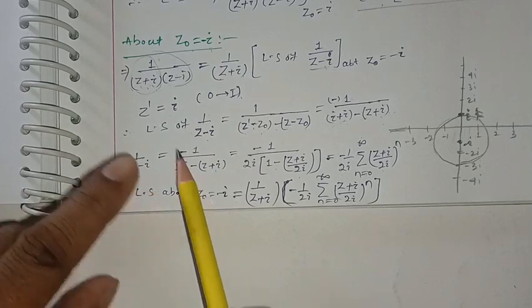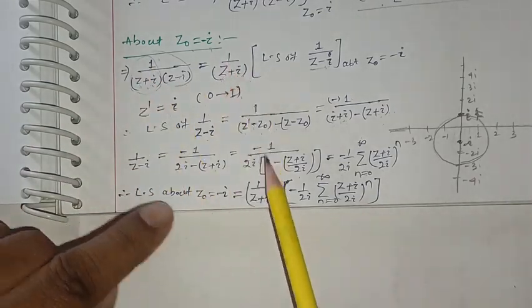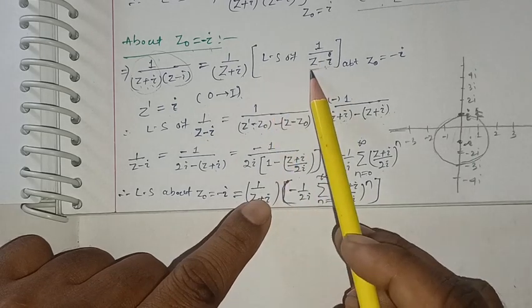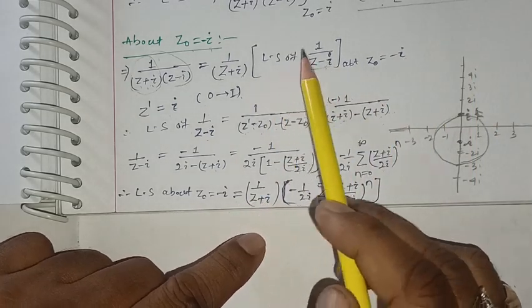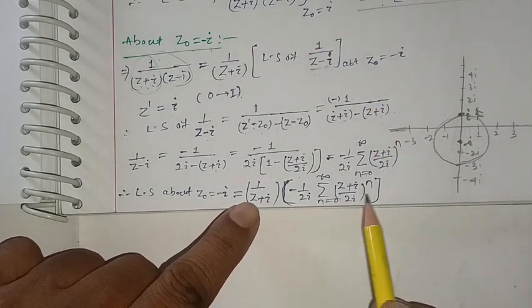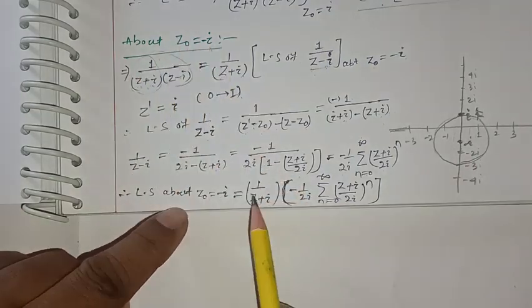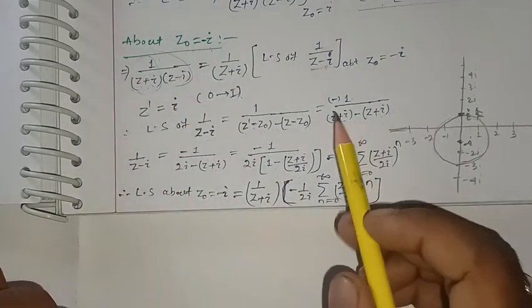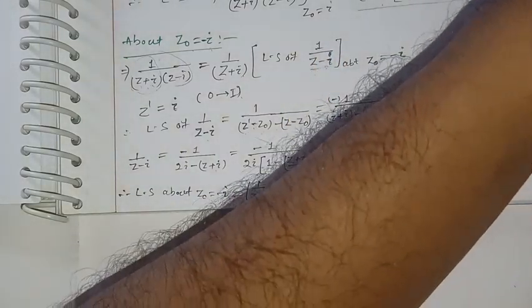minus i. The Laurent series of 1 by z plus i is nothing but 1 by z plus i, written over here, and the Laurent series of 1 by z minus i about z0 equal to minus i, or you can say the Taylor series of 1 by z minus i about z0 equal to minus i, will be this much. Here I have written it. So the Laurent series of this one about another singular point will be this one. Okay, here this Taylor series can also be found by this method.